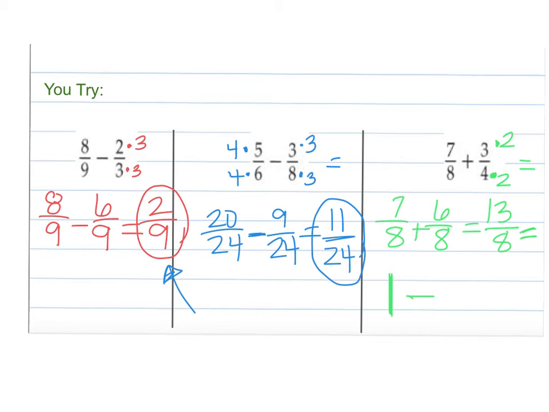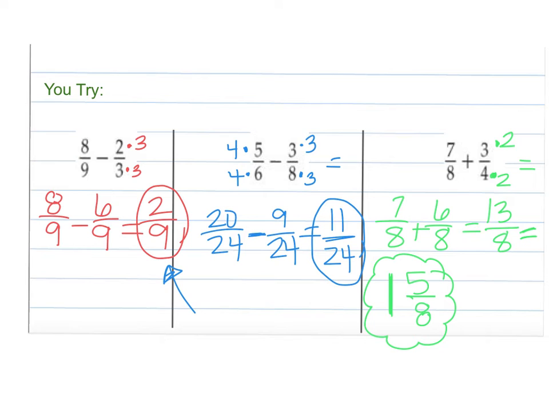And then I keep my denominator the same, so it's going to stay 8. But if I take out 8/8 from 13, I have 5 left, or 13 minus 8 is 5. So my answer then is going to be 1 and 5/8. 5/8 is in simplest form, so I can leave it just like that.